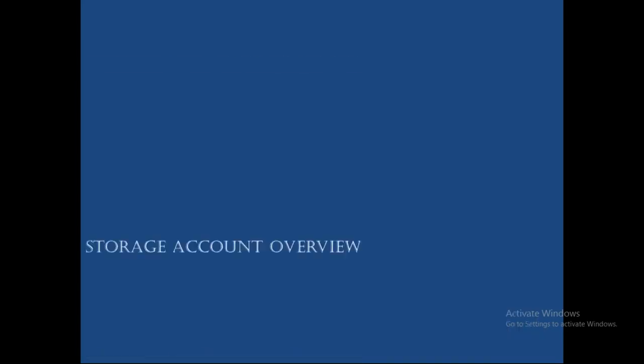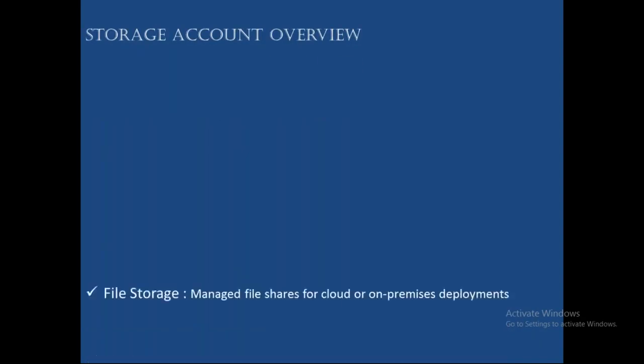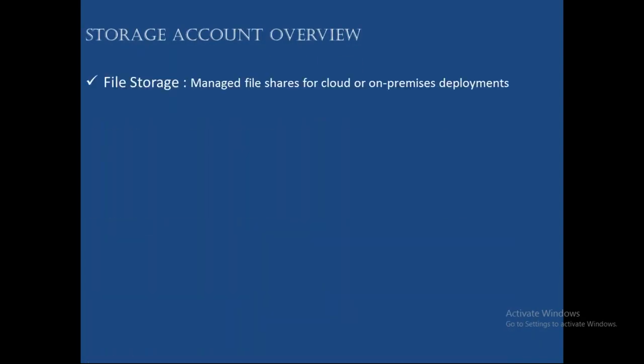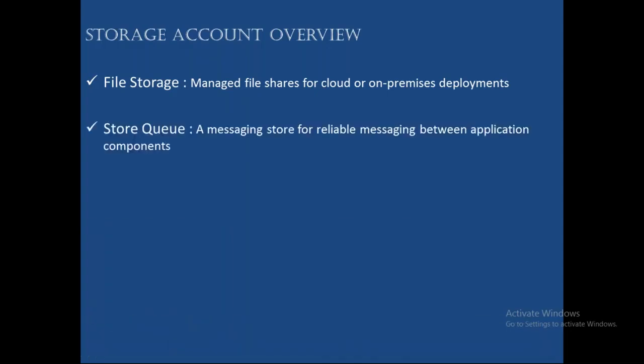Next, storage account overview. Here you see file storage, which I just discussed. It's a managed file share for cloud or on-premise deployment. If you want to move files from on-premise to cloud or cloud to on-premise, you can use file storage. Next, storage queue, a messaging store for reliable messaging between application components. Next, table storage, a NoSQL store for schemaless storage of structured data.